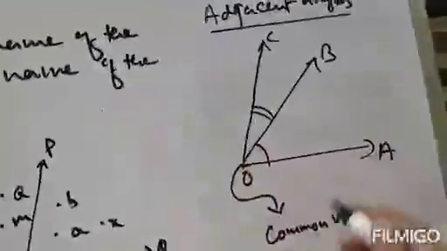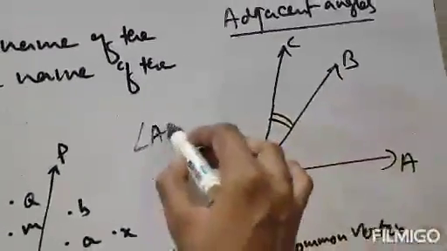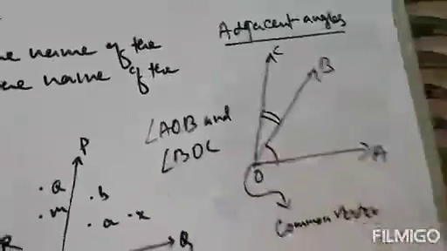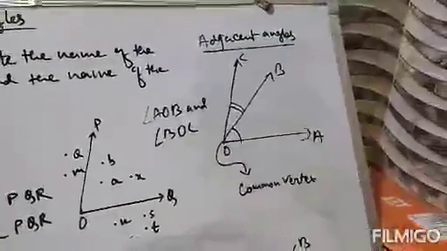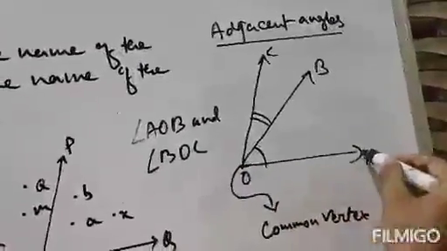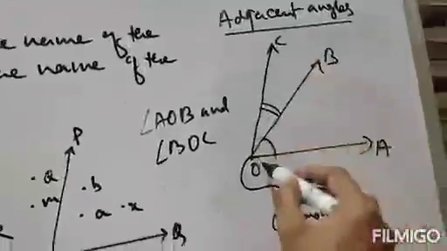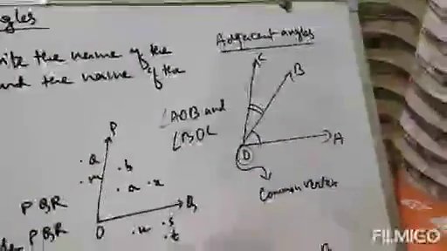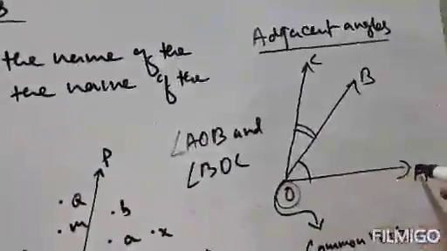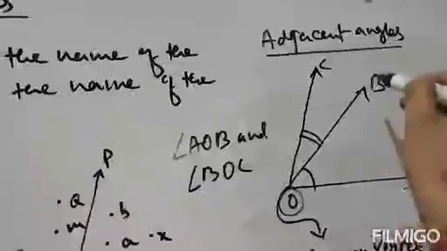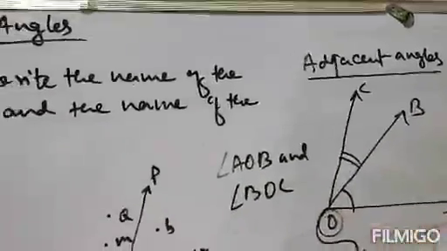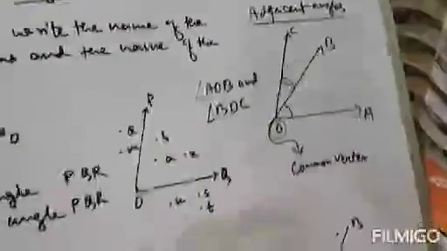Now in this diagram, the adjacent angles are angle AOB and angle BOC. These 2 are adjacent angles because the 3 conditions are there. The first condition, they should have a common vertex: for angle AOB and angle BOC, the common vertex is O. So the first condition is satisfied. Number 2, they should have one common arm. The common arm is OB. When you write angle AOB you take ray OB, and when you write angle BOC you also take ray OB. So the second condition is also satisfied.